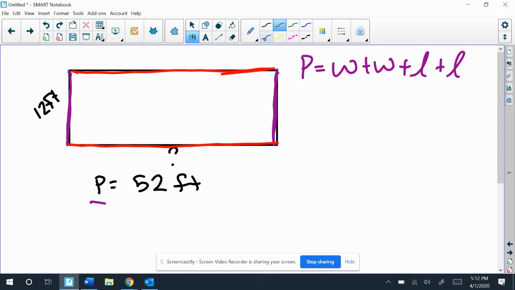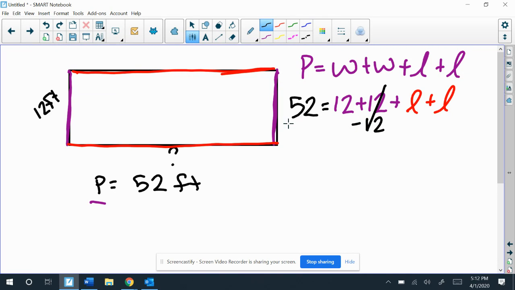It looks like I know what my perimeter is, 52. And I know my width, which is 12, but I do not know what my length is. So once again, I am going to be working backwards. I'm going to subtract 12. 52 subtract 12 equals 40.